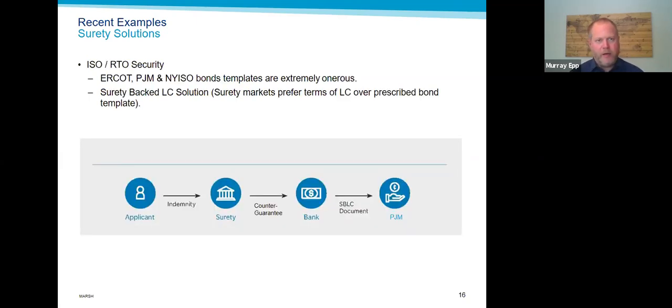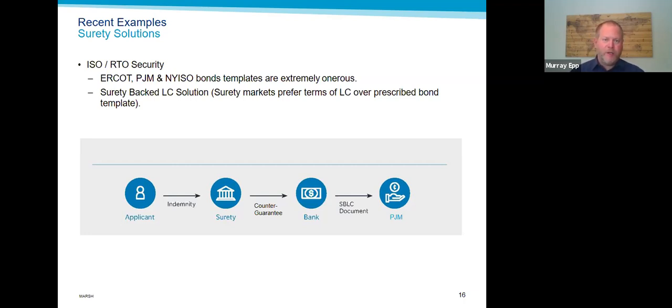So we touched a little bit on the ISO and the RTO securities. ERCOT and New York ISO actually did have bonds on the street. Very few sureties supported them. They're very onerous in nature. And this summer we were excited.